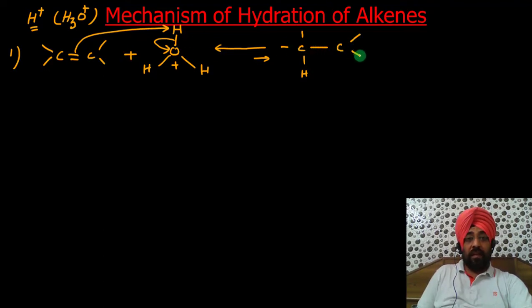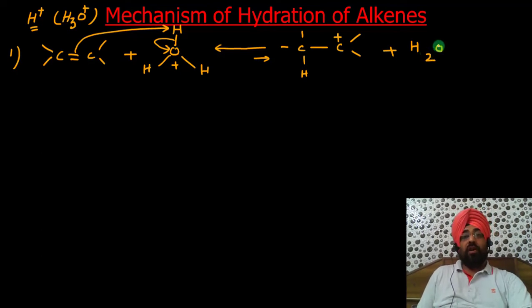C, here is the positive charge, plus if H positive will be removed from this H3O positive, what will remain? Water. Now as these carbocations they are less stable, that's why the equilibrium lies mostly to the left hand side. Now this is the first step.